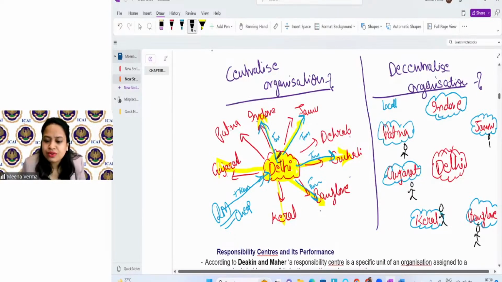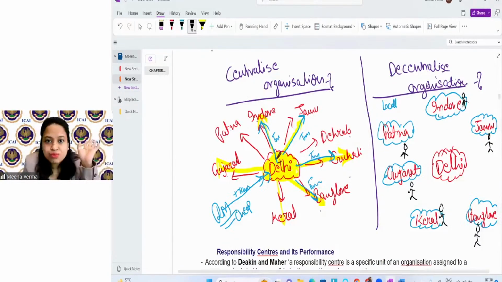ठीक है? So we will hire the local employee here, right? Local Indori, local Jammu person, local Patna person, local Gujarat person, local Kerala person, local Bangalore person. So we will hire the local people here of their respective state. These local people are the managers of their respective areas. And now we will give them some power. We will give them some authority and responsibility.